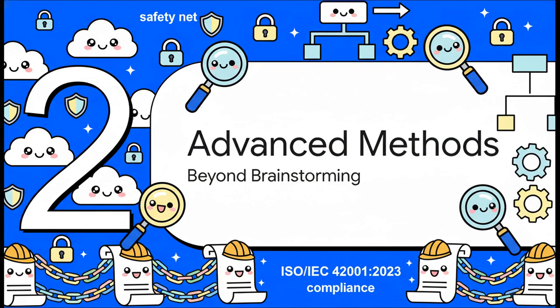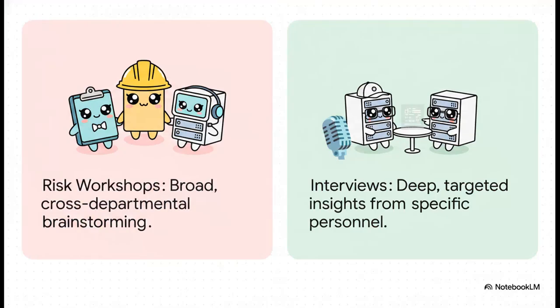All right, Section 2. Advanced Risk Identification Methods. How we move beyond basic brainstorming. So look at the stark contrast between these two approaches. On one hand, you've got risk workshops. These are great for pulling people from various departments into a room to uncover risks that cross operational lines. But group dynamics can be tricky, right? The highly technical stuff kind of gets glossed over, and that is exactly where structured interviews come in.